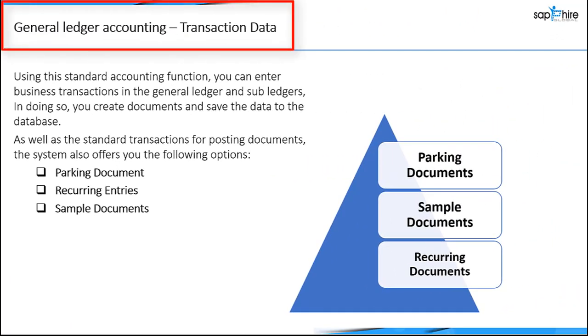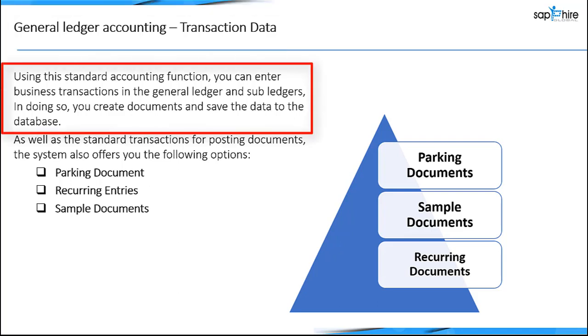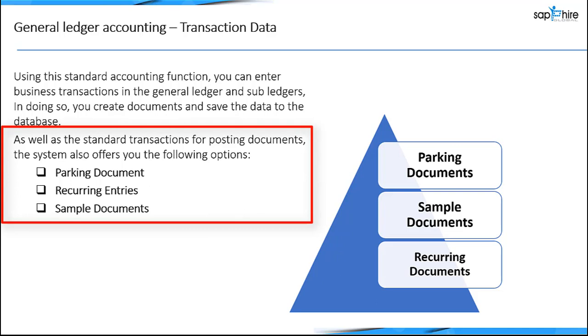General Ledger Accounting Transaction Data. Using this standard accounting function, you can enter business transactions in the General Ledger and subledgers. In doing so, you create documents and save the data to the database, as well as the standard transactions for posting documents. The system also offers you the following options: parking documents, recurring entries, sample documents.